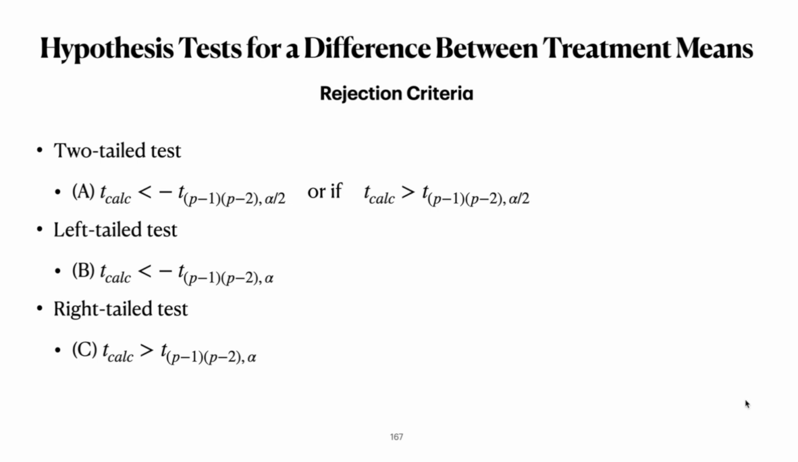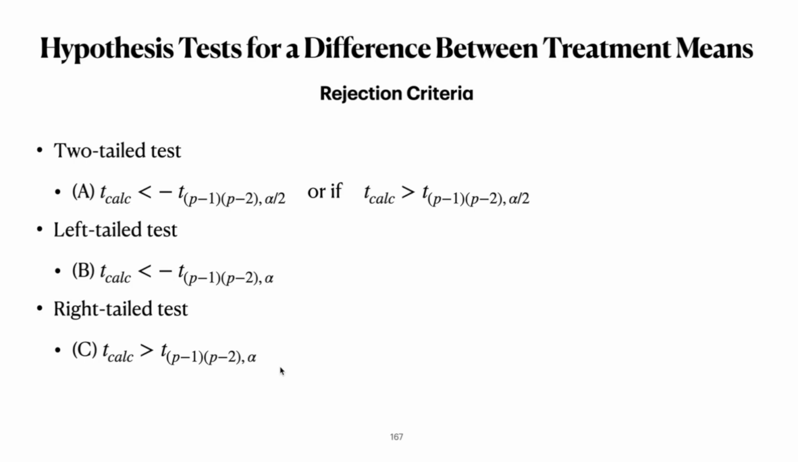Now the rejection criteria depend on the form of the test. If it's a two-tailed test, we have a two-tailed rejection region. If it's a left-tailed test, we're going to reject for small values of the test statistic t-calc. And if it's a right-tailed test, we reject for large values of the test statistic.